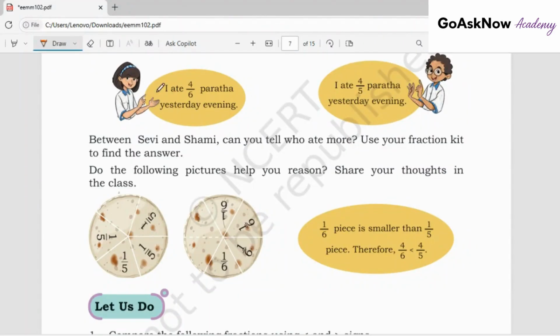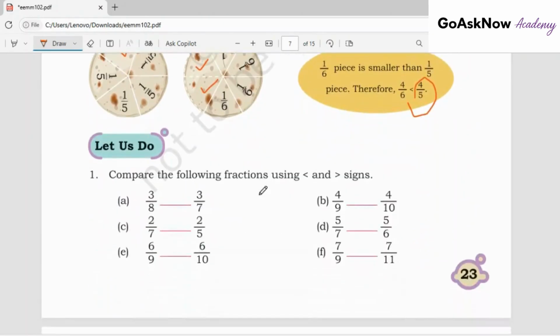Here, see 5 parts, 4 was eaten, 1 was left here. Next, here 6 parts, 4 is eaten, 2 is left here. So, who ate more? 4 by 5 was the greater one. Okay. In same numerator, the one with the smaller denominator is known as the greater one. Okay. Let us do this one.